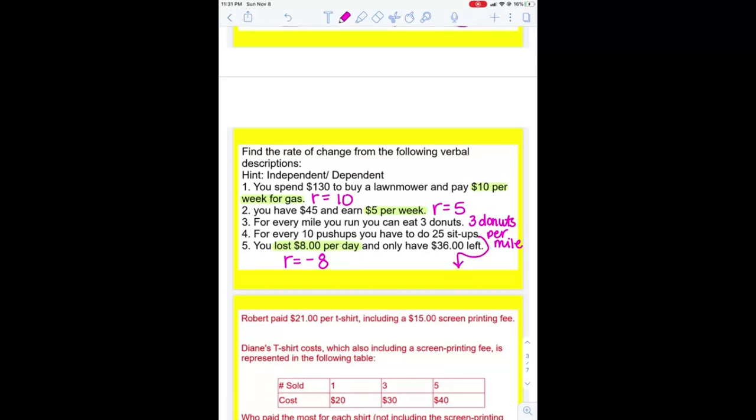On number 4, for every 10 push-ups, you have to do 25 sit-ups. So I'm going to figure out how many sit-ups I have to do for one push-up. I'm going to do 25 divided by 10, which gives me 2.5 sit-ups for every push-up, or a rate of change of 2.5.